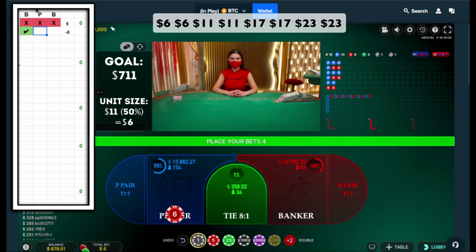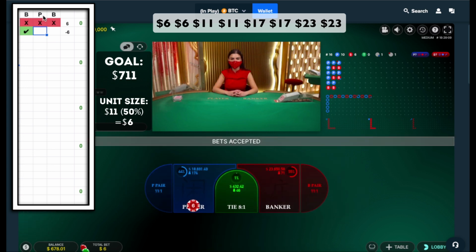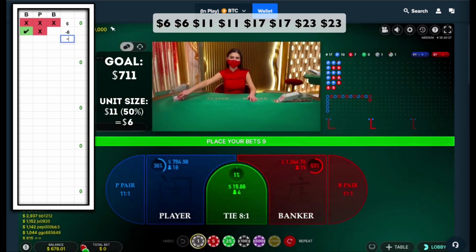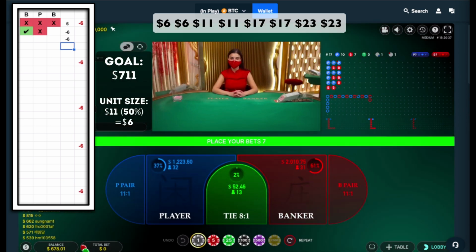You can see above our 3 pattern is showing player as the second result. And since I'm looking for the check mark, I'm betting on player. Second bet of the progression, $6. Nope, we lose that as well as we get an X. Minus 6.